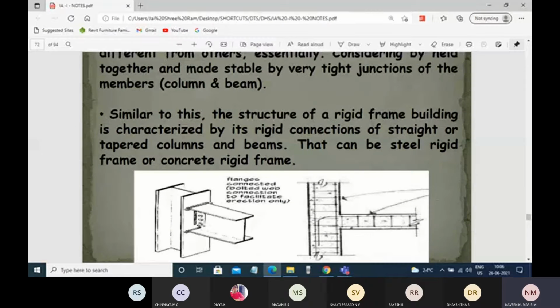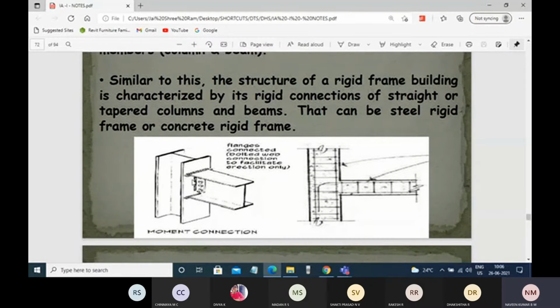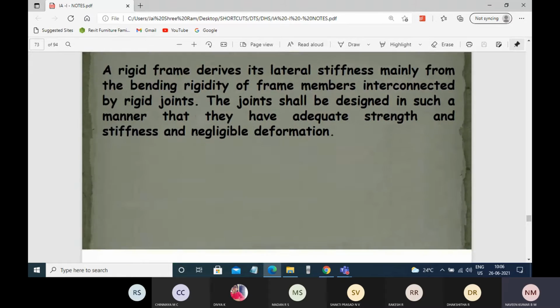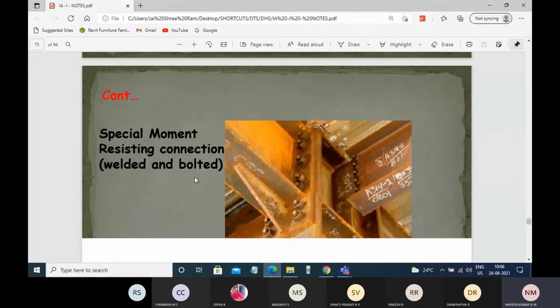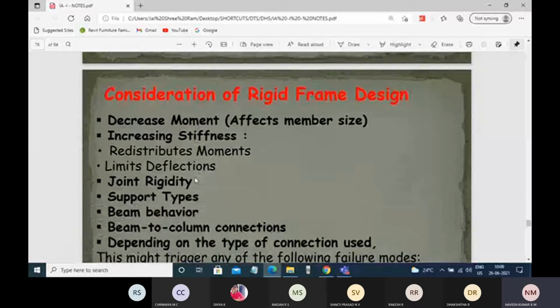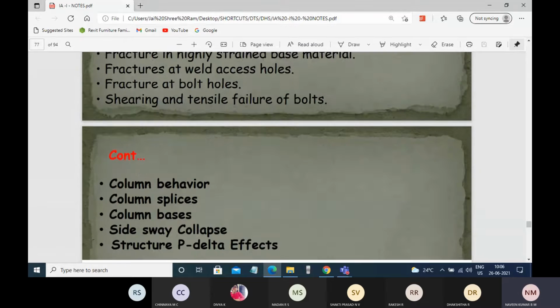And we are looking into how rigid connections are to be considered both in steel structures as well as RC structures. These are a few of the connections that I have shown. And in order to design the rigid frame, what are the considerations that we need to take into account? That also we have discussed.